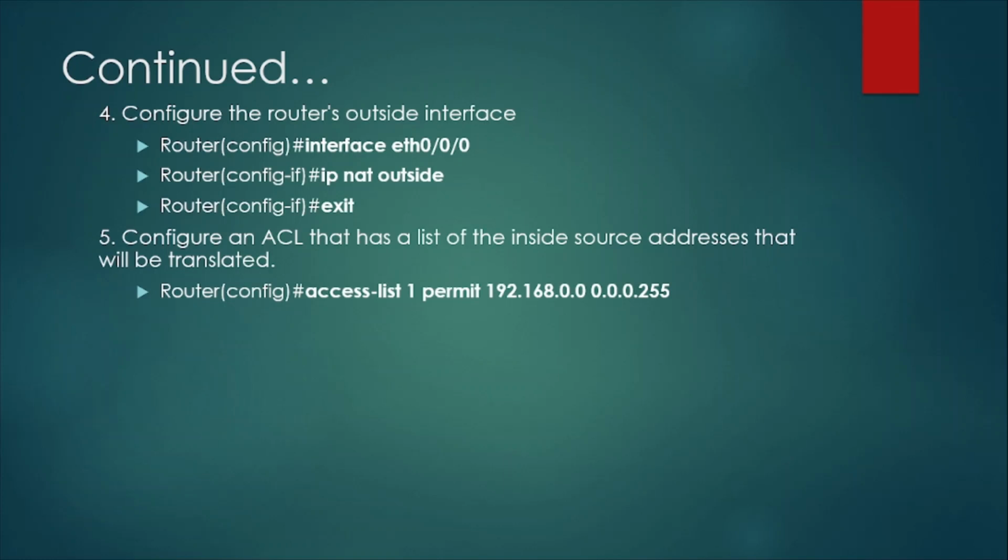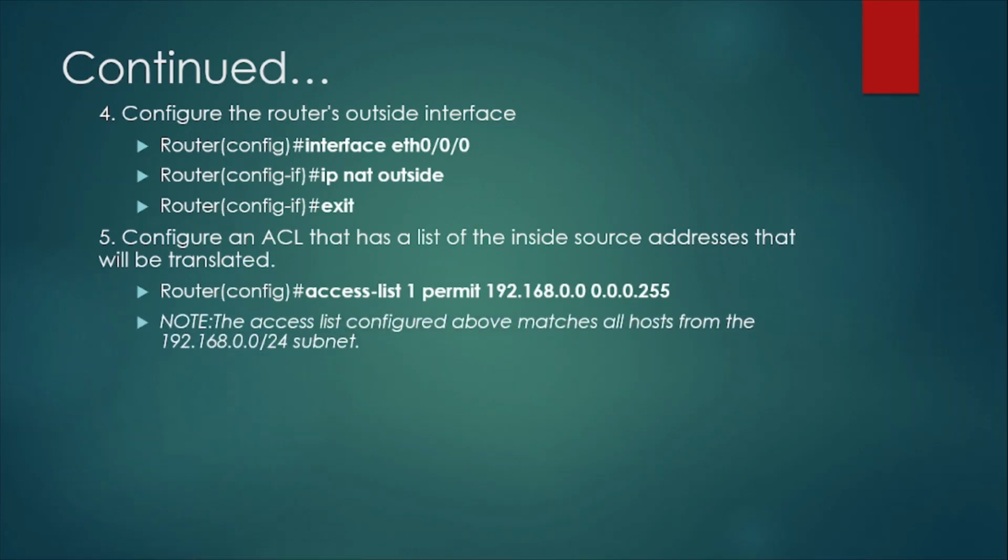After that, we will write which permitted addresses should be translated in such a way. So we will give a name, access list, for example, 1, and permit. We should permit starting from the 0. And this access list configured above matches all hosts from the 192.168.0.0 with a subnet mask of 24.